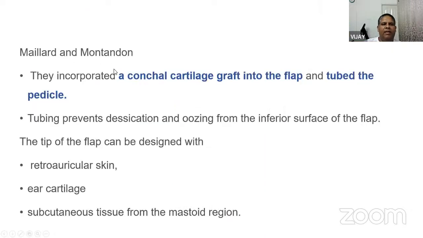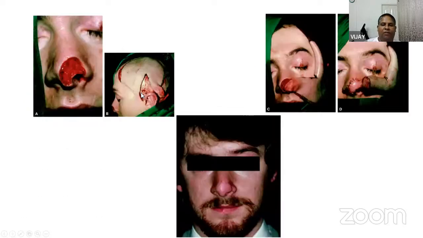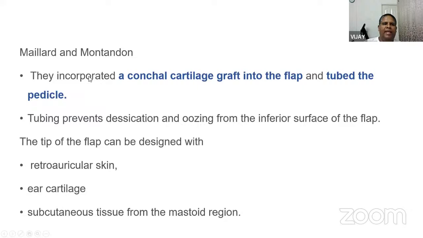Mallard and Montandon did a modification wherein they incorporated the conchal cartilage itself and also tubed the flap. So you can base this flap here. You can also take the conchal cartilage, and by taking the conchal cartilage, you can give solid cartilage support to the nose. So the Mallard and Montandon modification is taking a cartilage graft and also tubing the pedicle, which prevents the desiccation and oozing from the interior surface of the flap.